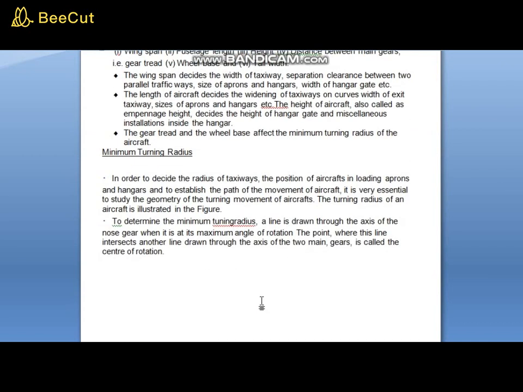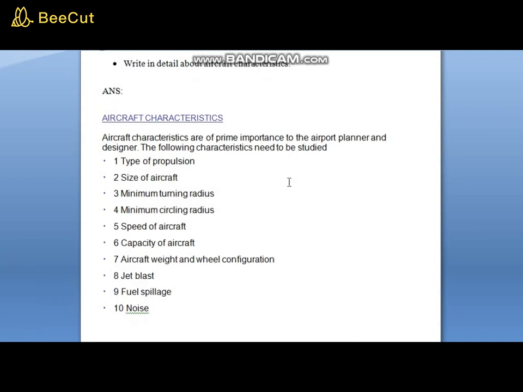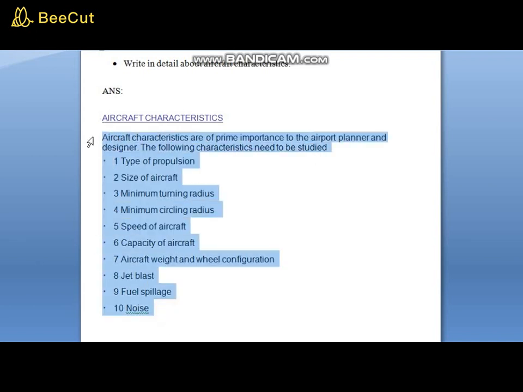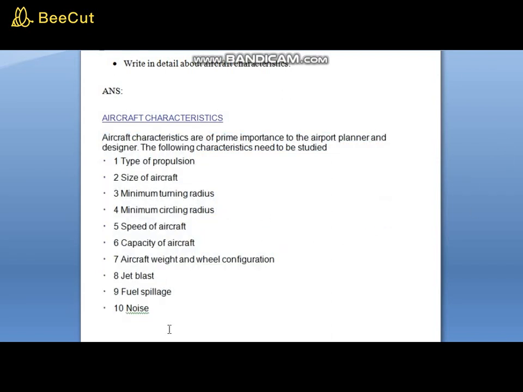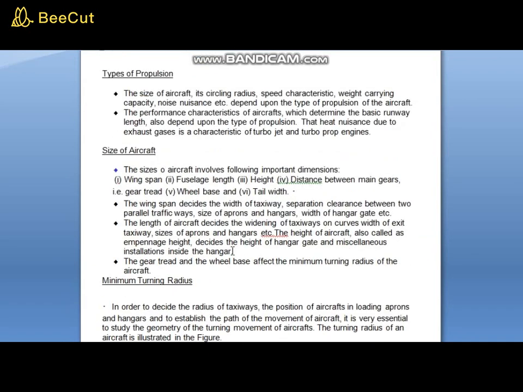So this was all about aircraft characteristics. We have seen these 10 characteristics. These are important 10 aircraft characteristics. Cannot miss any of these. If it's for 3 marks, we just need to write these characteristics names, and if it's for 5 or 10 marks, we need to describe them in detail.